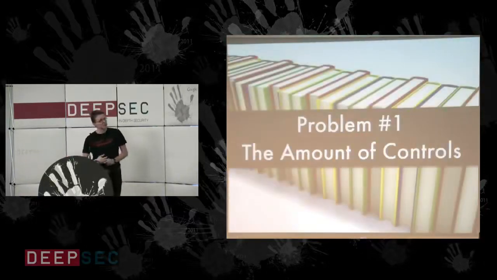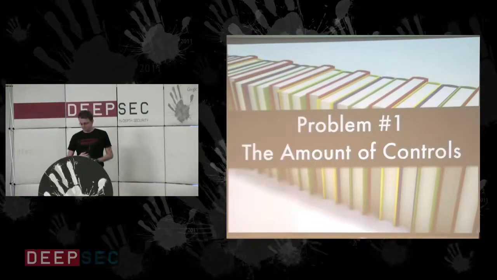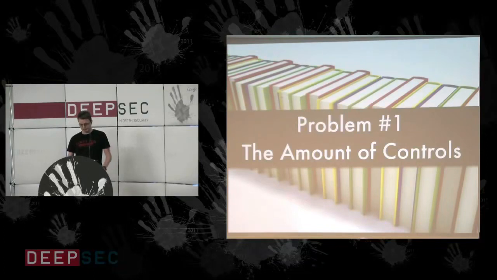Problem number one for me is the amount of controls, which means you have that asset owner or that custodian, and he has to follow some controls, and usually, that's my experience, asset owners don't really know what they have to do. They run to the security officer and ask him or her. So it's usually just too much for them.